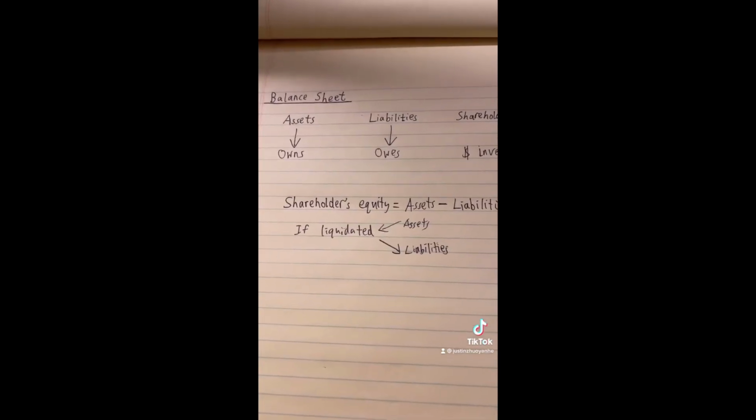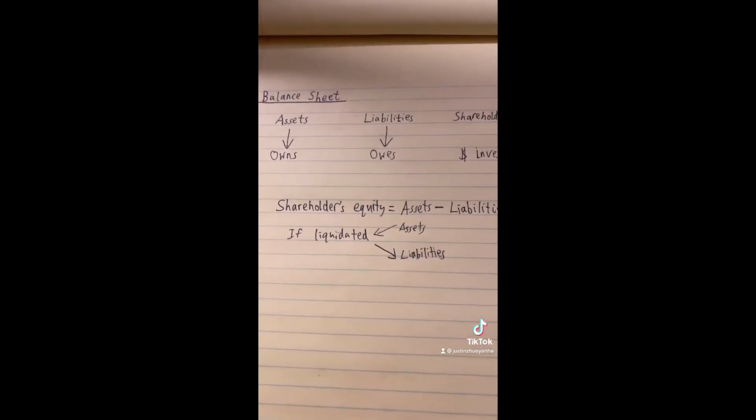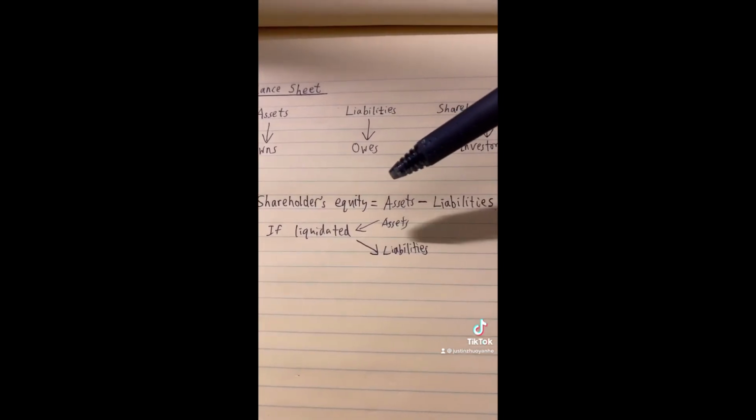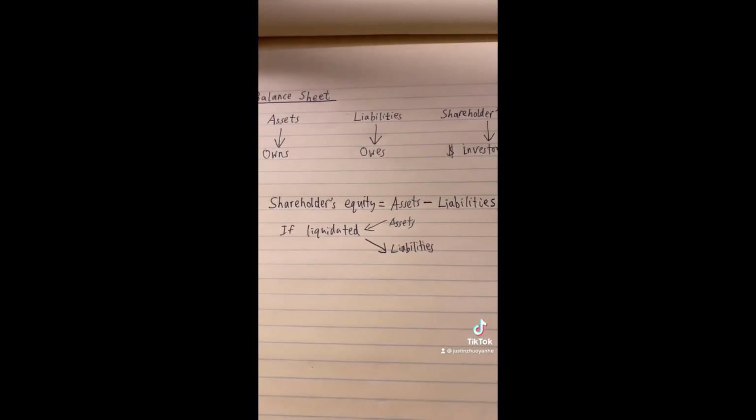Another way to think about it is how much money the shareholders would get if they liquidated the company, and that's essentially the money they get by selling off their assets and paying off their debts or liabilities.